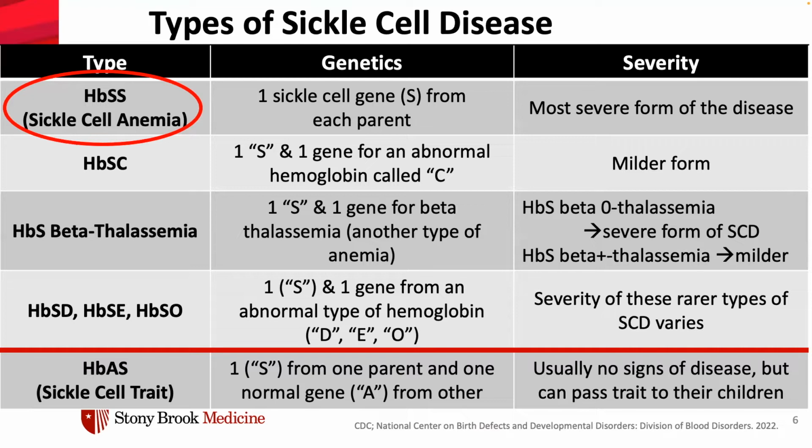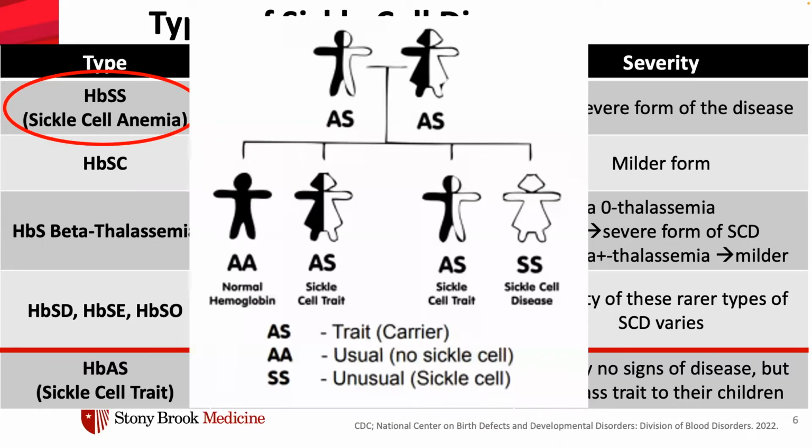And they are, again, pretty rare. Outside of sickle cell disease, we have the sickle cell trait, which is HbAS. Hemoglobin A is the normal hemoglobin in our body. So patients would inherit one of those genes and then another sickle cell gene from the other parent. Usually these patients do not show any signs of the disease, but they can pass along the trait to their children. And this is just a little square to reiterate how a patient might get the recessive gene. If two parents who have the sickle cell trait have four children, about one in four of those children will go on to develop sickle cell disease, two will have the sickle cell trait, and one will have normal hemoglobin.